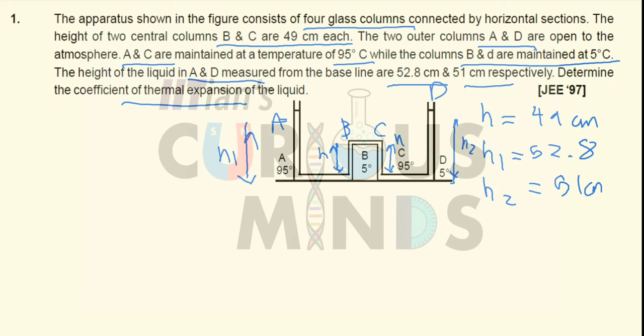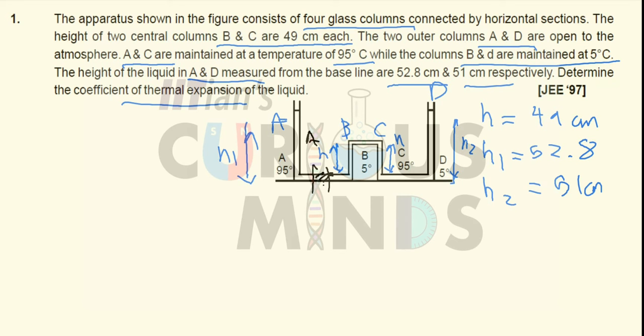Now there is one line missing. The line should be over here. The assumption is the entire liquid is in equilibrium. If the entire liquid is in equilibrium, if I consider any cross section of the liquid over here, let us say the cross section is A. All the 4 glass tubes have the same uniform cross section.